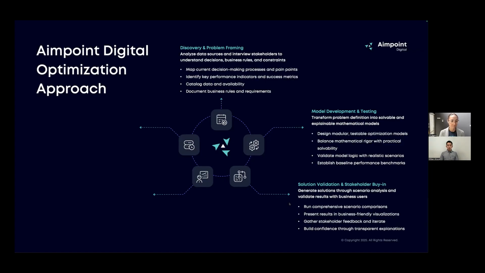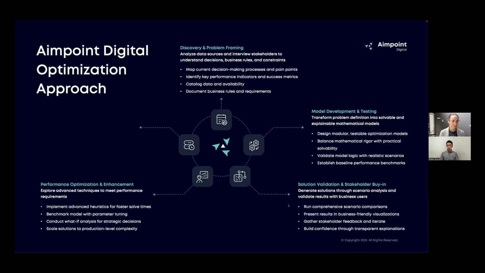Furthermore, we then move on to the fourth phase, which is performance optimization. So once we have stakeholder buy-in, we focus on meeting production performance requirements, and this involves numerous things, right? Including implementing advanced heuristics for, say, faster solve times, comprehensive parameter tuning, as well as conducting what-if analysis.